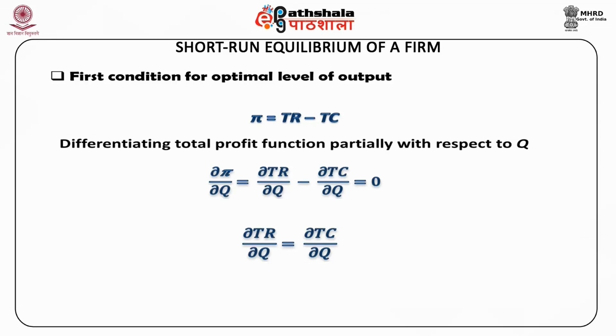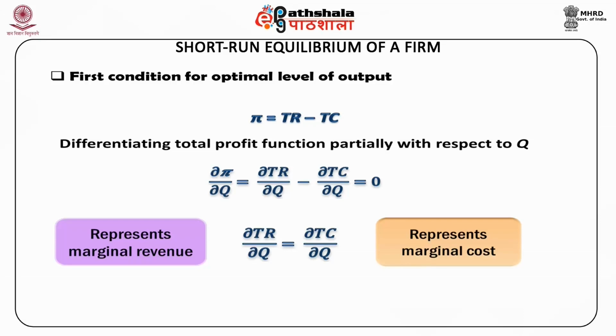delta Q. The left-hand side of the function represents the slope of the total revenue curve, that is, the marginal revenue curve, whereas the right-hand side of the function represents the slope of the total cost curve, that is, the marginal cost curve. Thus, the first order condition for the short-term equilibrium is that marginal revenue equals marginal cost.